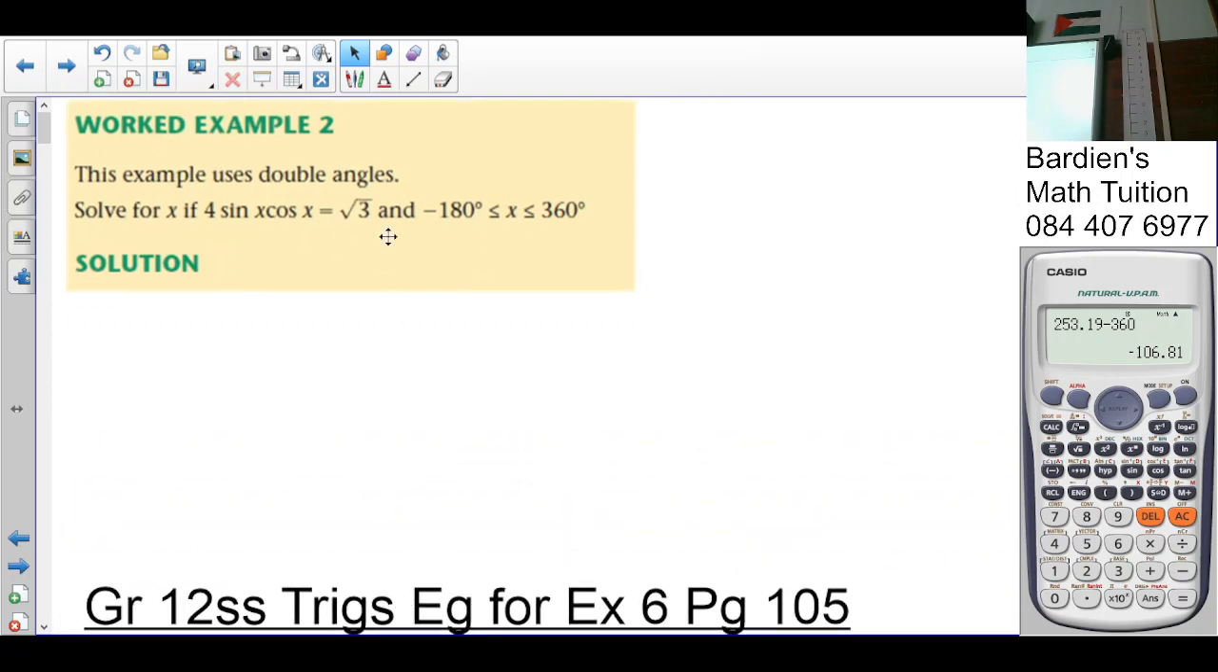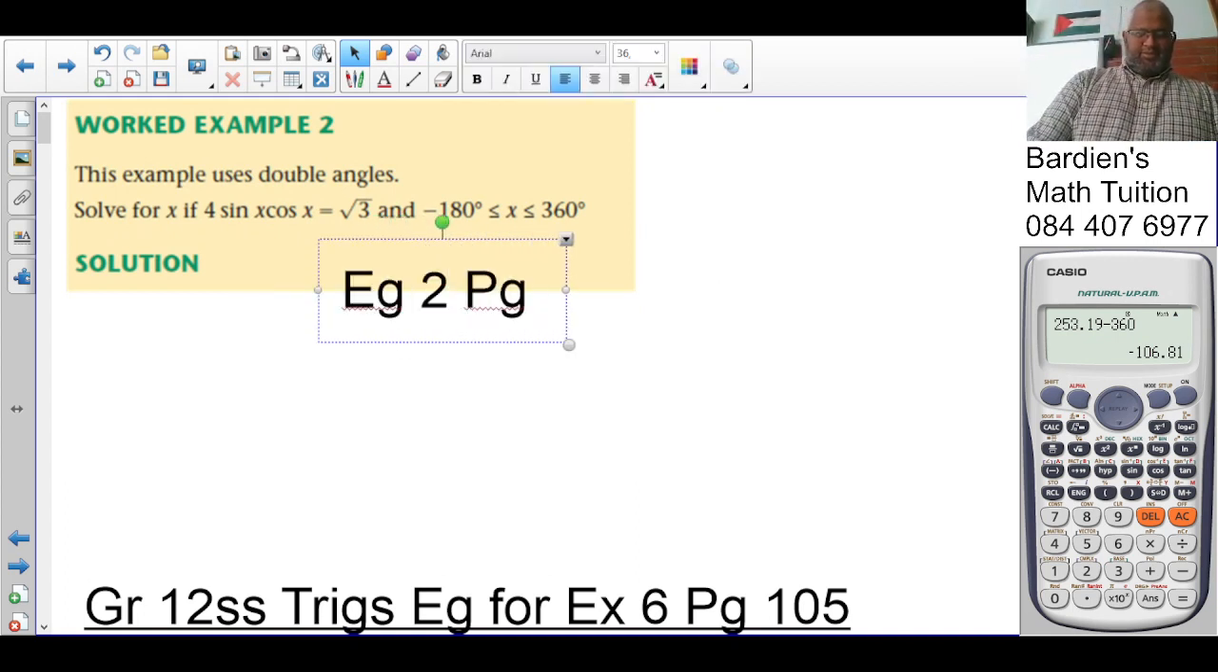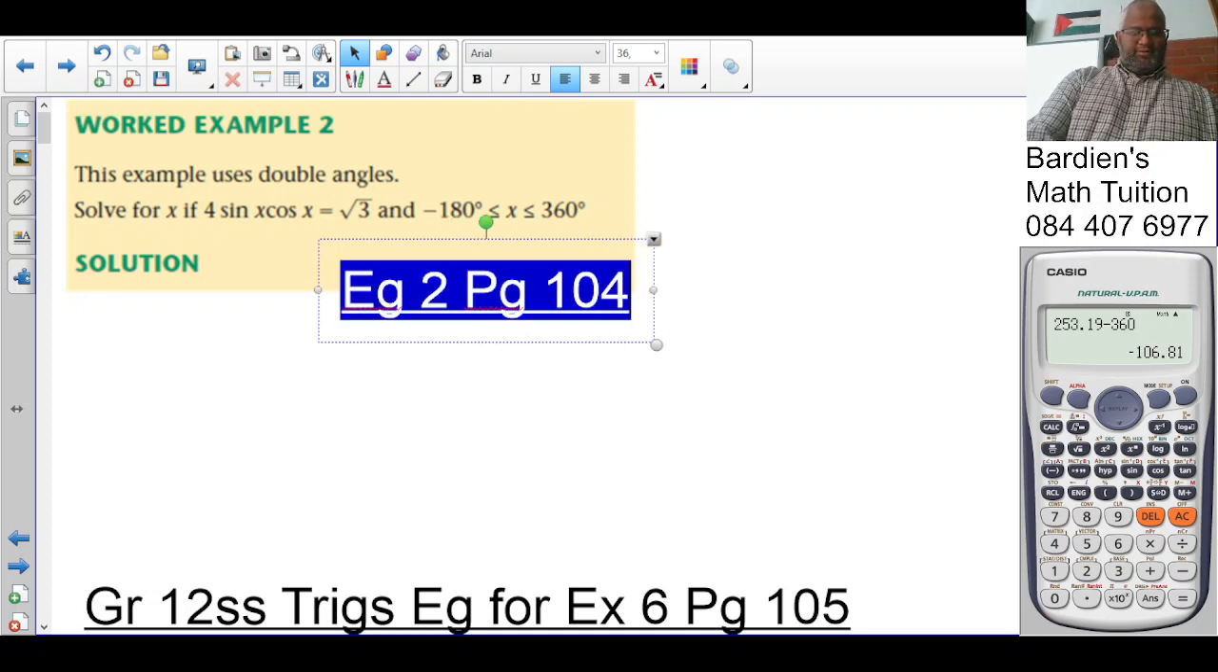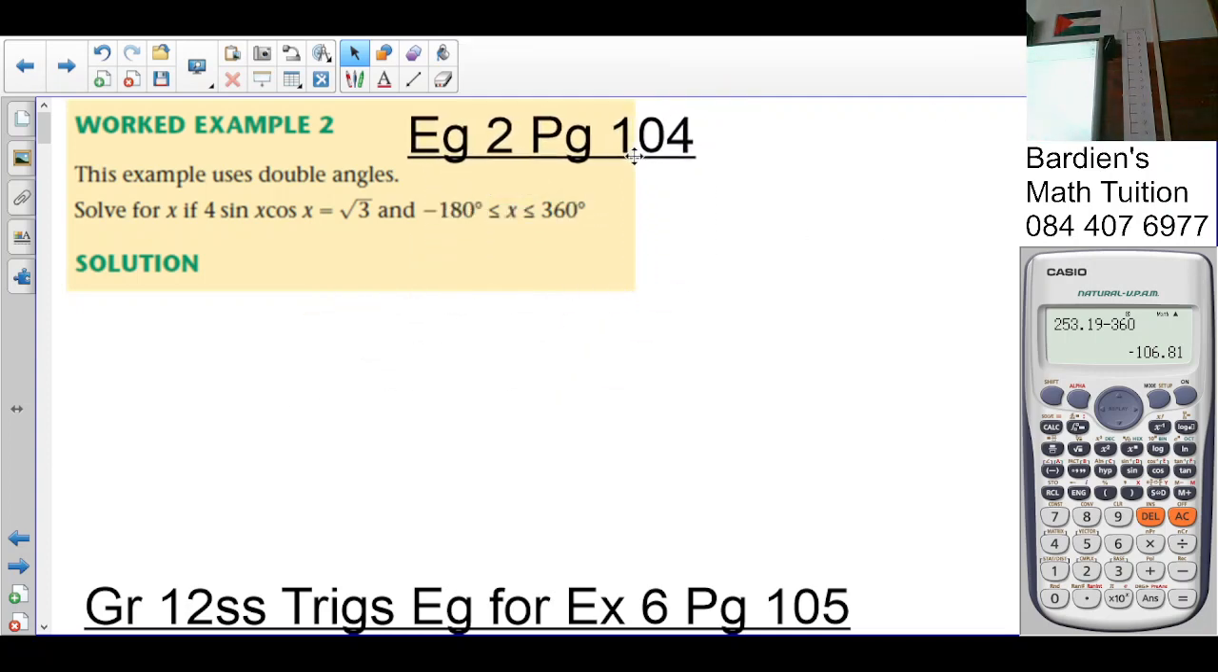This is example 2, and example 2 is on page 104. So here we are told these examples use double angles. The question says solve for x if 4 sine x cos x is equal to the square root of 3 and x is greater than or equal to negative 180 but less than or equal to 360 degrees.